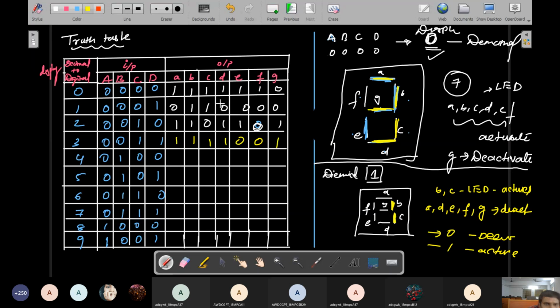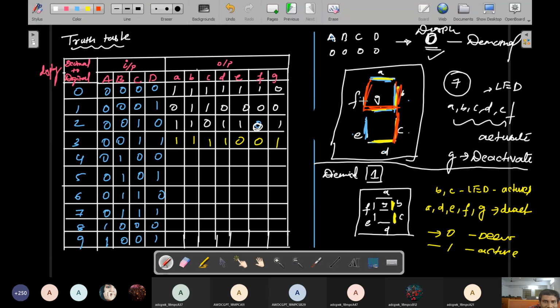Simply you will write all the displays like this. I am using another color, red, for 4. So what is 4? 4 is nothing but this is activated, this is activated, this is activated. After that, this is activated. This is called 4.